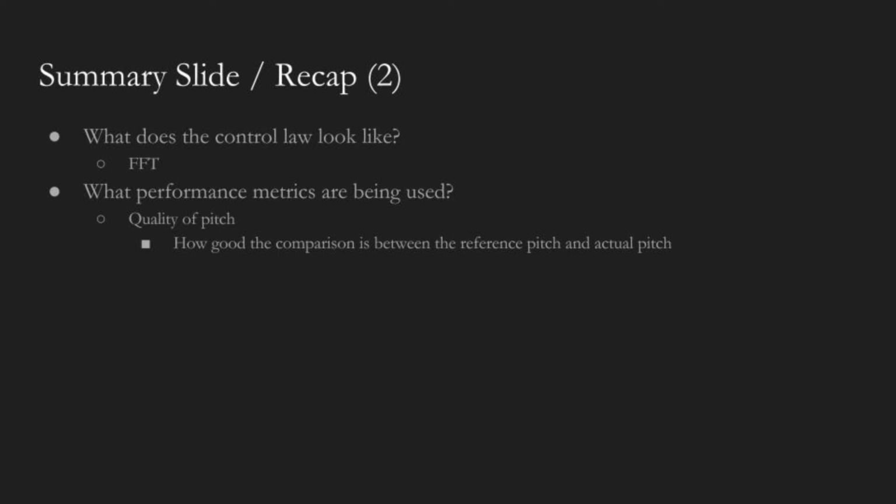What are the performance metrics being used? The quality of the pitch is the main performance metric being quantified. This quantity is measured by making a comparison between the desired frequency and the actual frequency being played. This comparison can specifically measure whether something is below the desired frequency, flat, or above the desired frequency, sharp.